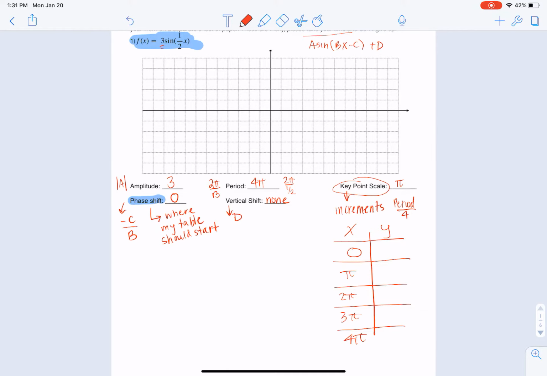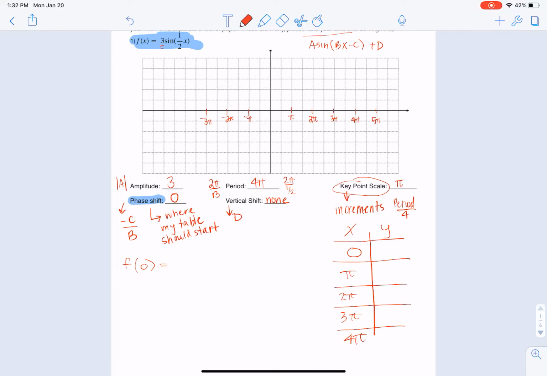So I'm starting at 0, and let's label my graph using my increments. So pi, 2 pi, 3 pi, 4 pi, and let's just go up to 5 pi here to fill it out. Over here I'd have negative pi, negative 2 pi, negative 3 pi, and so on and so forth. So now what I want to do is fill in the table.